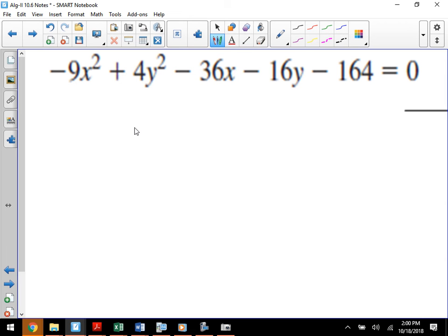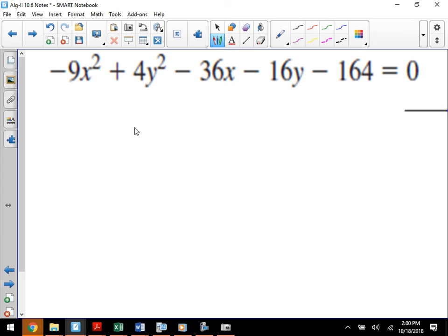So what we want to do with this problem is figure out what conic it is and how we get it to this conic form, like one of the formulas on the calculator. As you go through it, you see you have -9x^2 + 4y^2 - 36x - 16y - 164 = 0. Well, that's all fine and dandy, but I have to figure out a way to create perfect squares. It means we have to complete the squares.